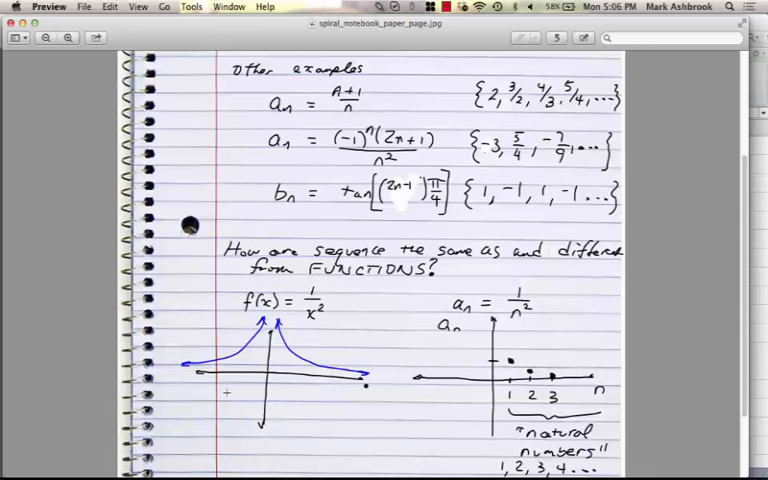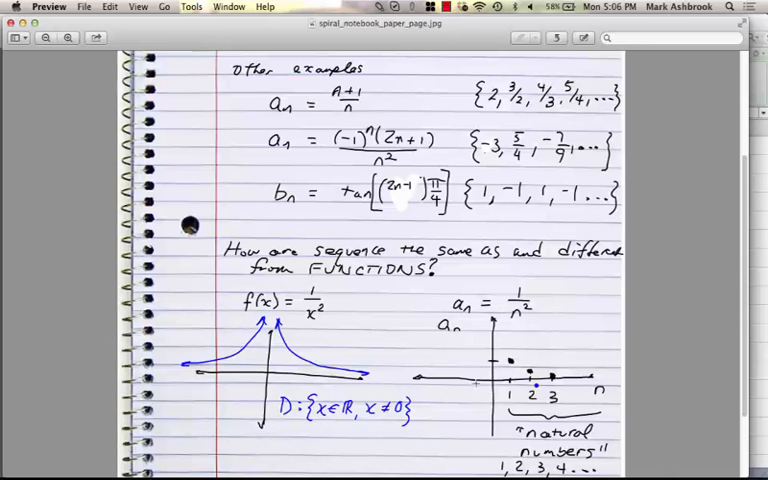What's the domain of this one? Well, it's all real numbers except, right? But for those inputs that we have in the sequence, the outputs are exactly the same, right? So when x is 4, we get 1 over 4 squared, just like in the 4th term of the sequence.